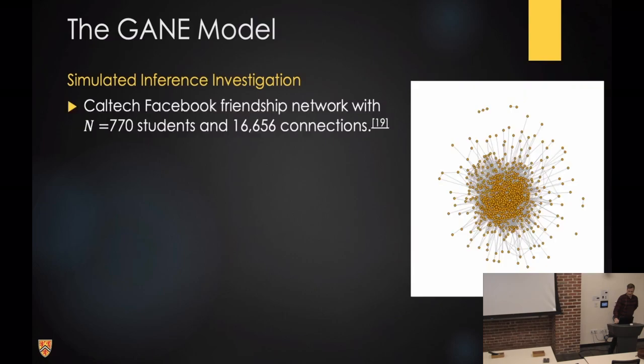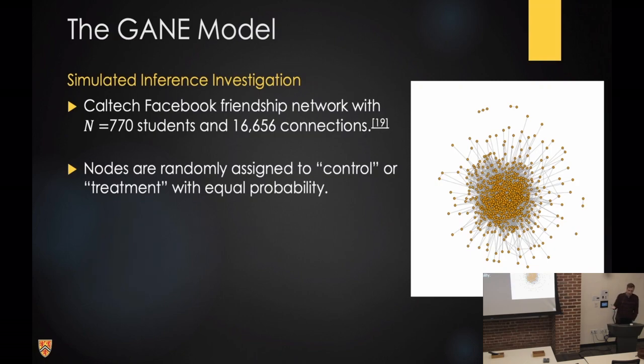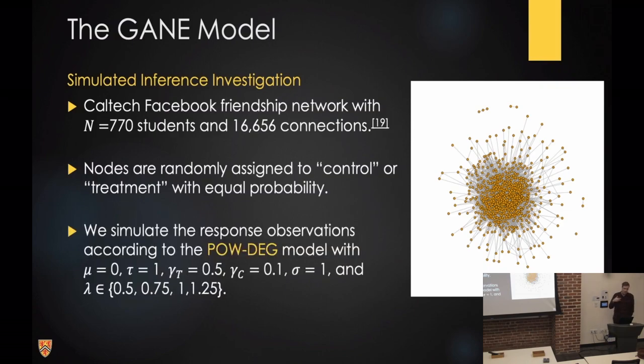So I want to, through simulation, show you that this works the way we want it to, and therefore is a sensible thing to do. The context is a reasonably small network. It's a Facebook network of Caltech students. There's 770 students, so that's all the little yellow nodes. And then there are a little over 16,000 connections a month. So that's our network. And then what we do in the simulation is randomly assign them treatment or control, just like a Bernoulli coin flip determining that at random. And then we're simulating response observations from that POW-DEG model according to specific parameter values.